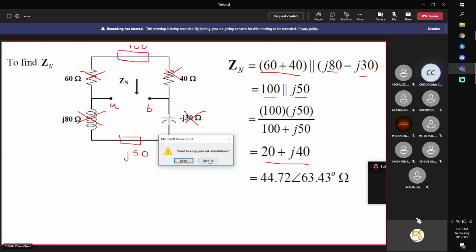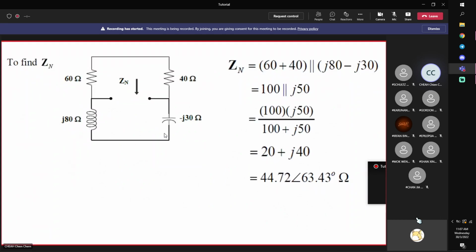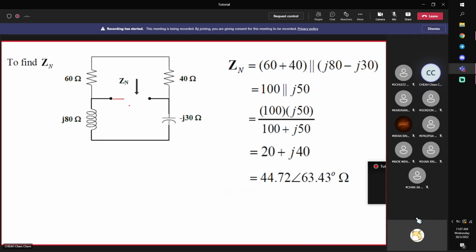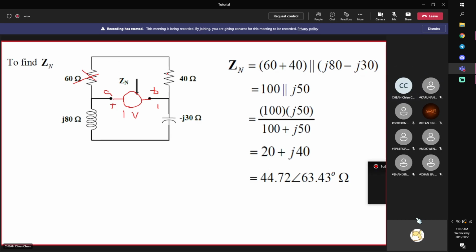Okay, if you are confused with the series parallel, as I mentioned to you previously, one way is that you can connect a source here, like this, A, B. So for example, 1 volt. Now after you connect a source there, everything is very clear, correct? These two are series, I can convert it into 100. These two are also series, I can combine them into J50.